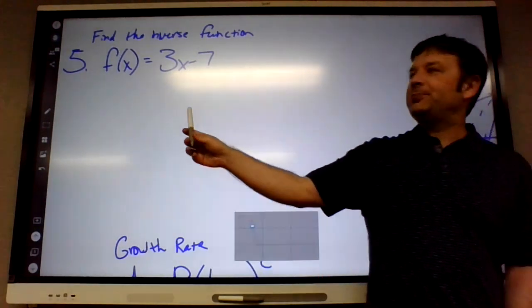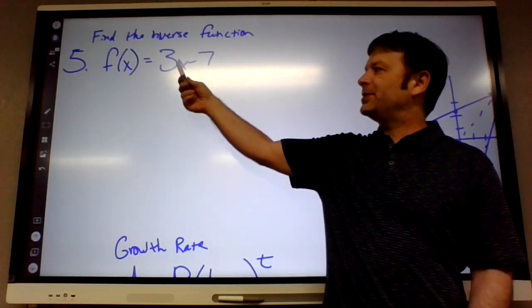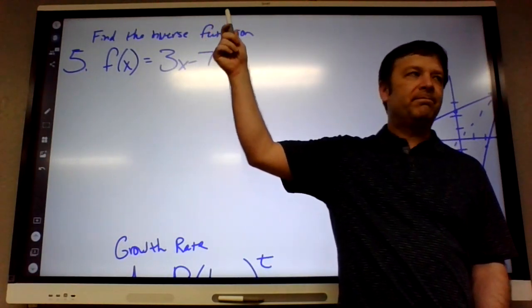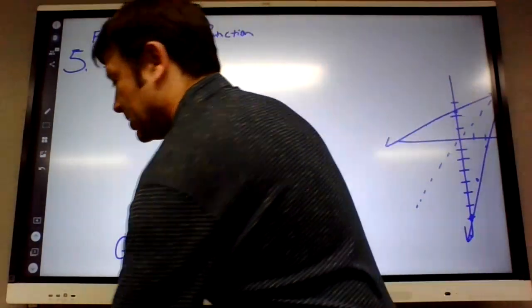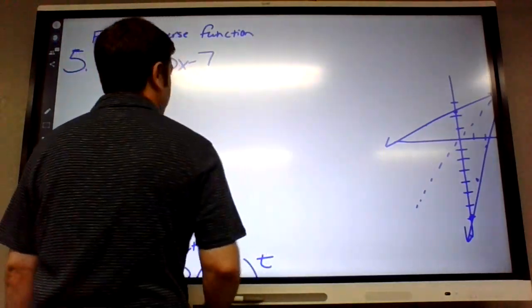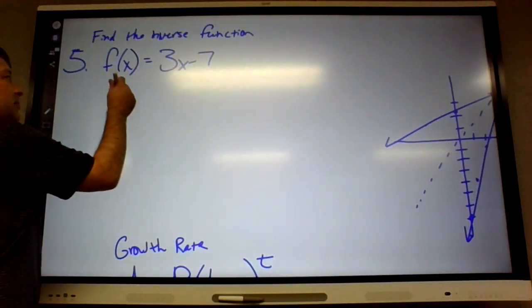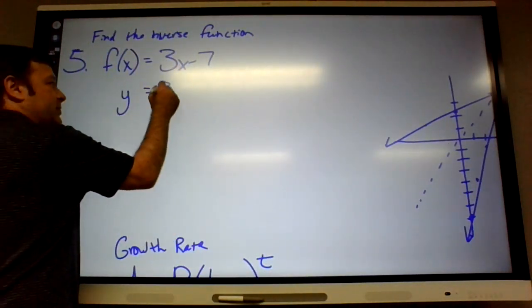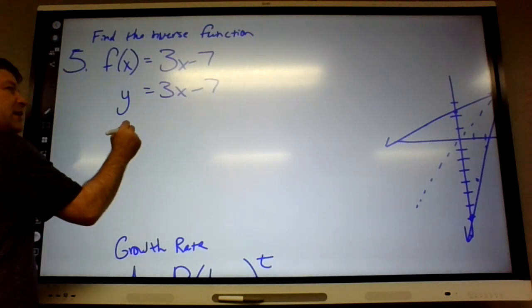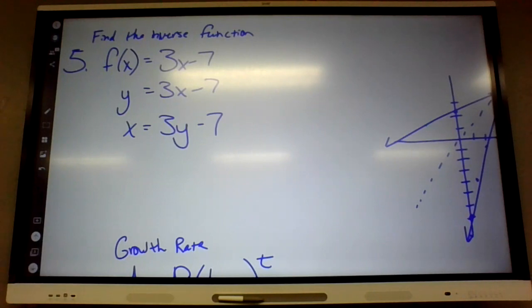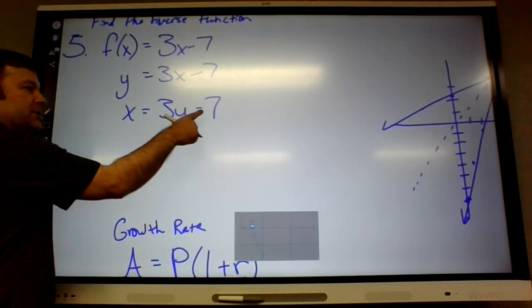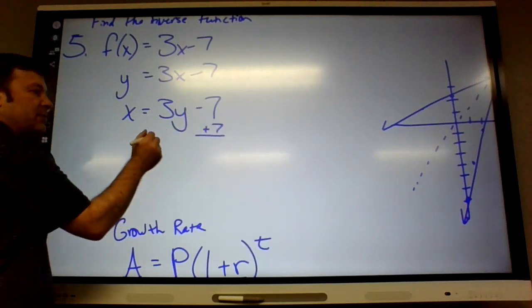Okay, number 5 here, we're supposed to find the inverse function. You guys remember how we did that? The x and the y switch places. Are you thinking of trigonometry maybe? Right now it's y equals 3x minus 7. So to find the inverse, you switch the x and the y. Then what do we do? Then you solve for y. So get y by itself.